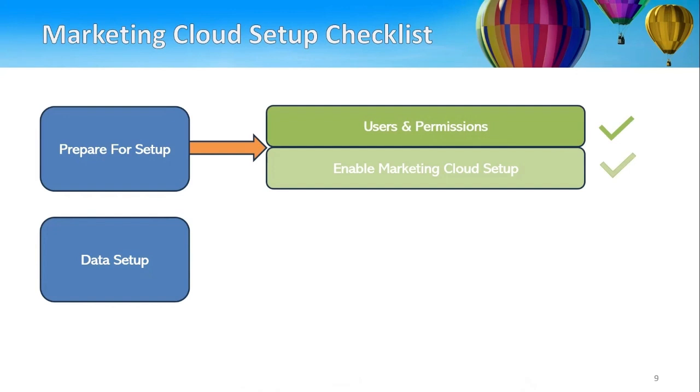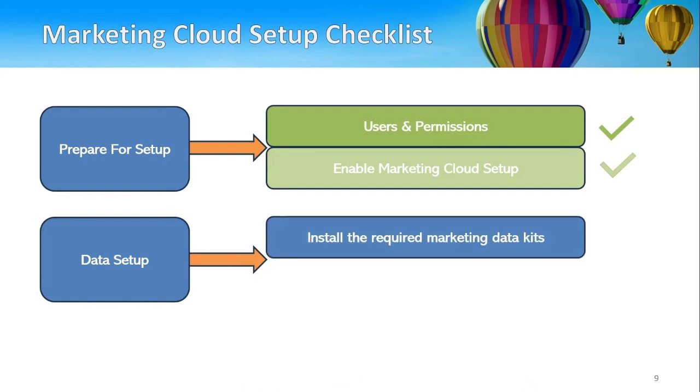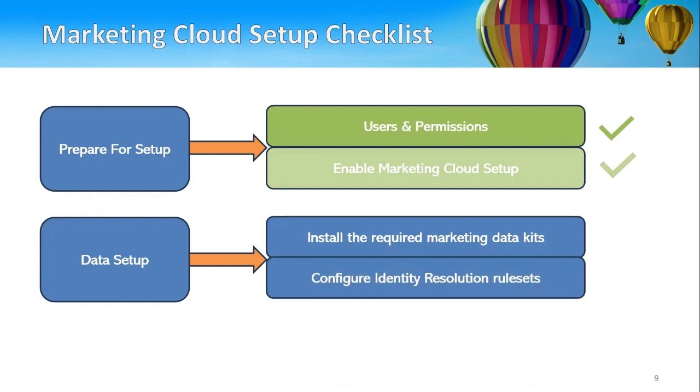Then the next step is to set up data. Maybe in today's session, we might not be able to complete everything related to setting up data, but we'll try to cover as much as possible. So here, installing required marketing data kits is a crucial part of this particular step. And then we also need to configure the identity resolution rule set. If you are from a Data Cloud background, you know what identity resolution is. If not, don't worry. We are going to discuss everything in detail in the upcoming sessions.